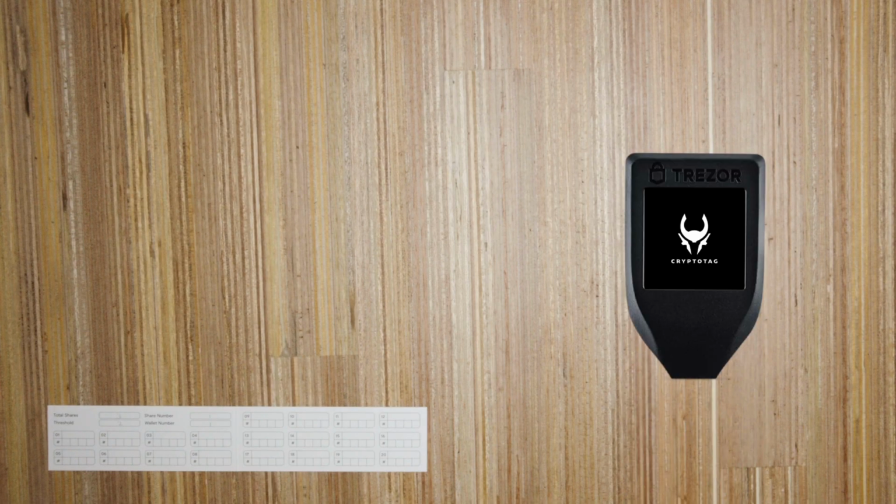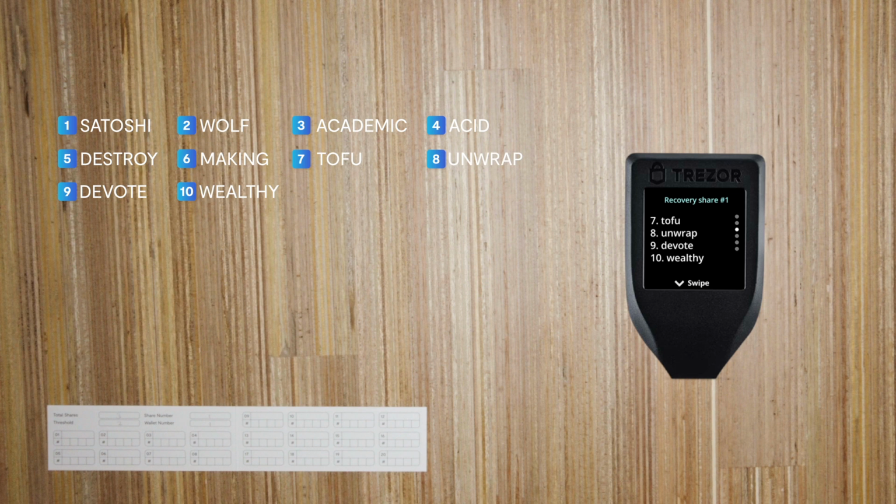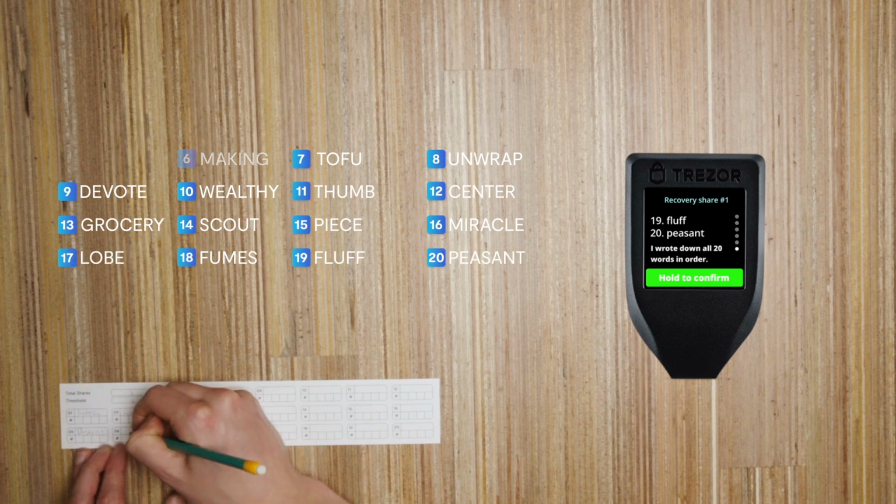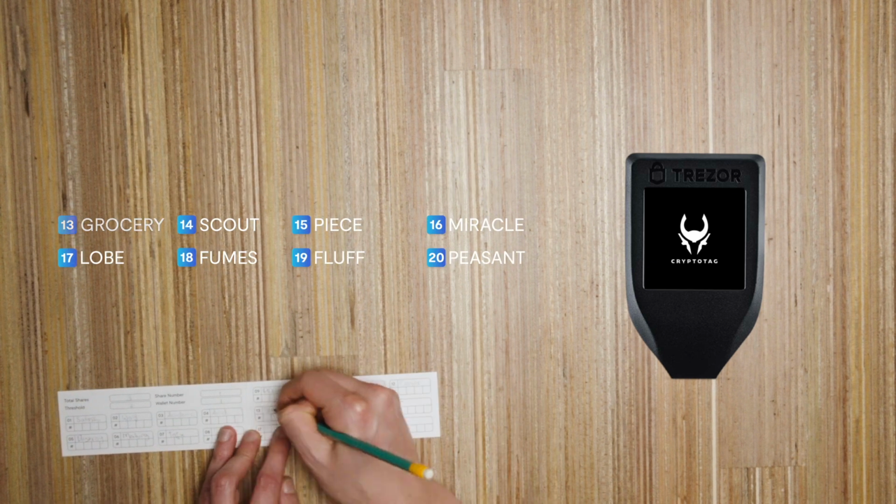A Shamir backup seed consists of 20 words per share. The next step is to write these words in the correct boxes on the conversion sheet.